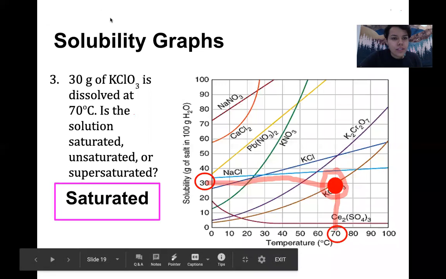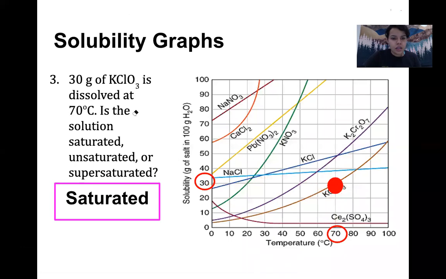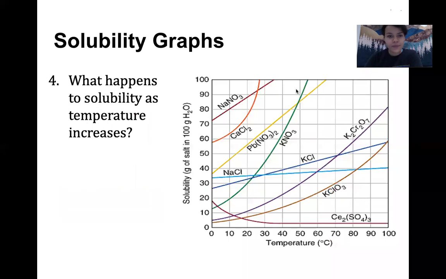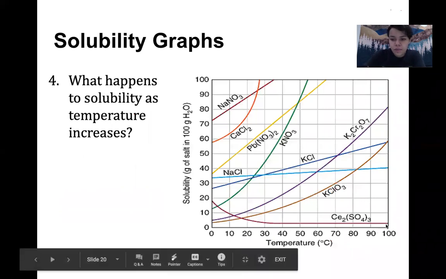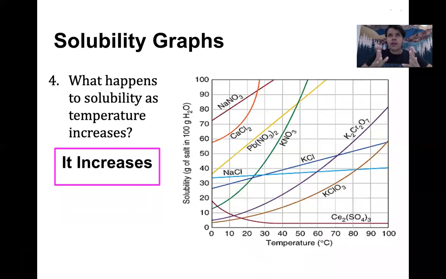Like I said, above the line means supersaturated, below the line means unsaturated. Last question: what happens to solubility as temperature increases? What have you noticed? As the temperature goes up, what happens to solubility? It also increases. The relationship is proportional. So if one goes up, the other goes up, right?